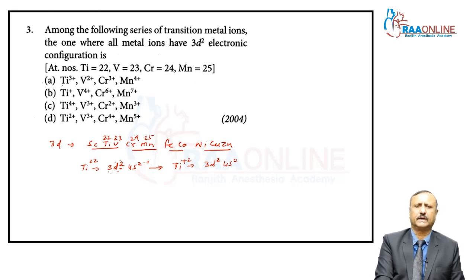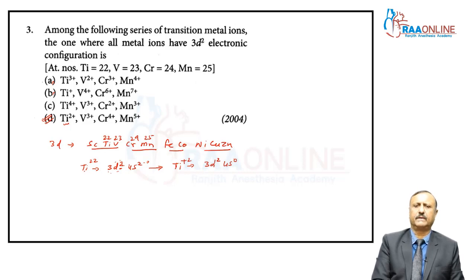You can see here Ti+3, no, this is not the answer. Ti+1, no. Ti+4, no. Ti+2, yes, this is the answer. Because Ti+2 is present in only one option, you cannot go to the other ions and convert them and see the electronic configuration.